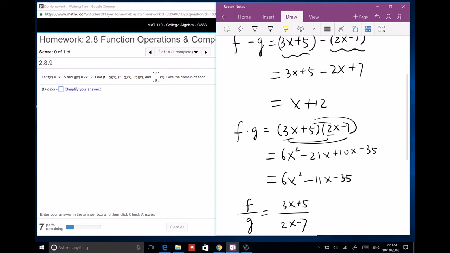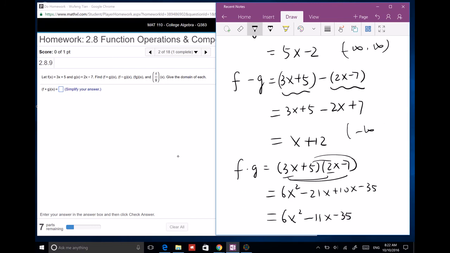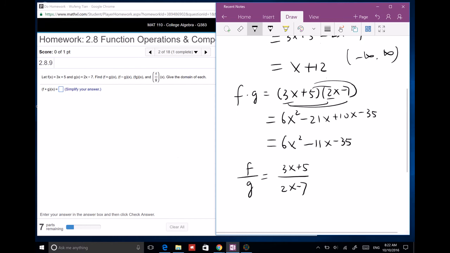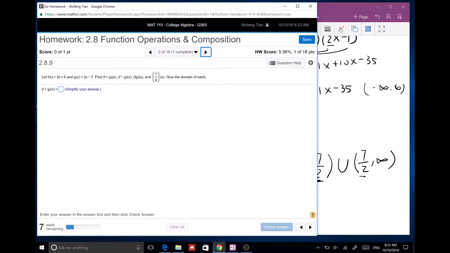The domain for everything here is negative infinity to positive infinity, because there's no square root and no denominator. This one, you have to pay attention, because there's a denominator here. So it's negative infinity to 7 over 2, union 7 over 2 to positive infinity. You have to take out the 7 over 2. Okay, that's it.